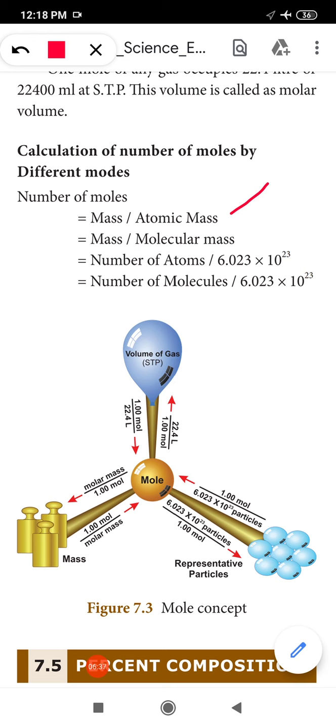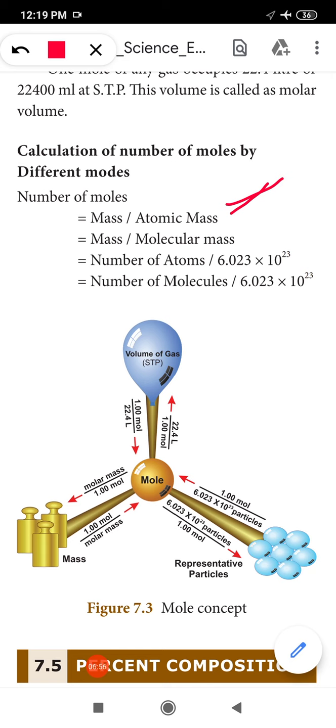So what do we do? We have to use this formula. So mass divided by atomic mass. So mass is 32 grams. 32 gram divided by atomic mass of oxygen. So they have mentioned atom. So atomic mass of oxygen is 16 gram. So 32 divided by 16 gram is equal to 2 moles.